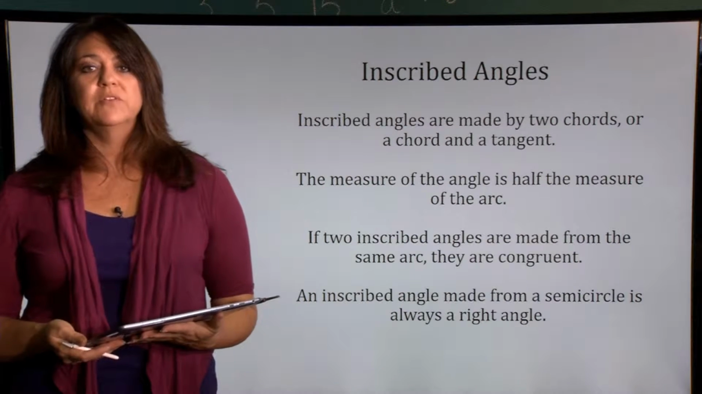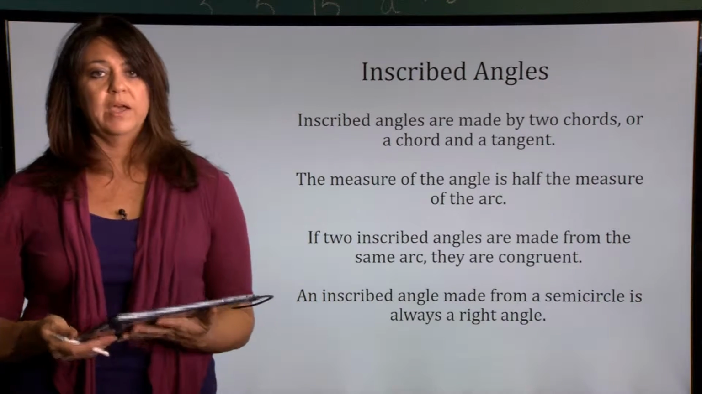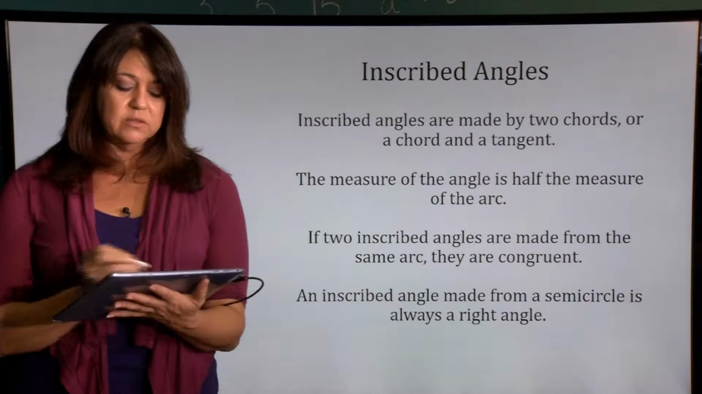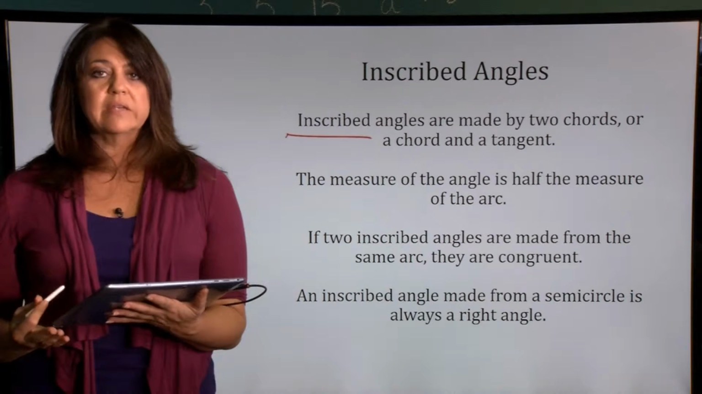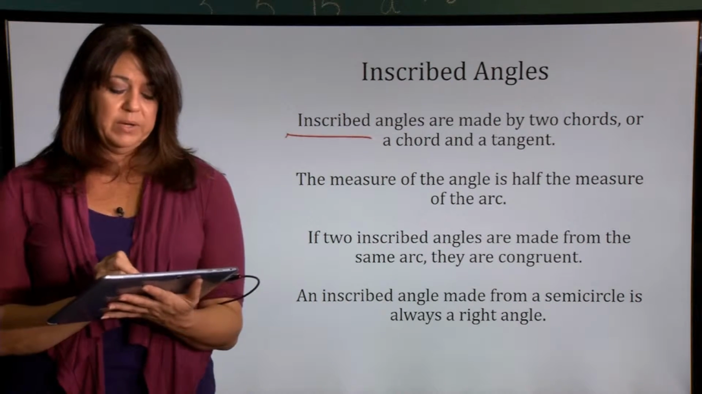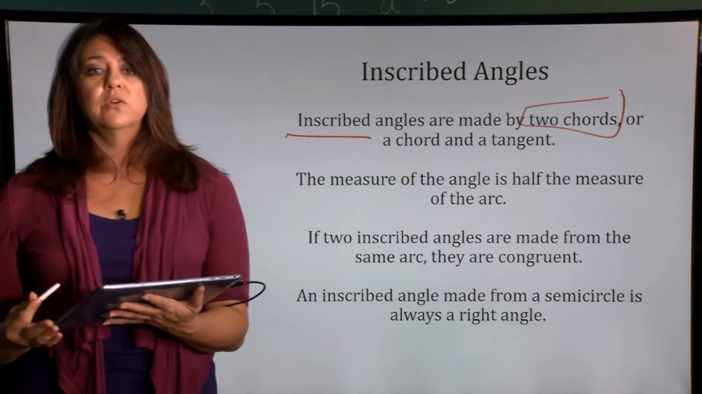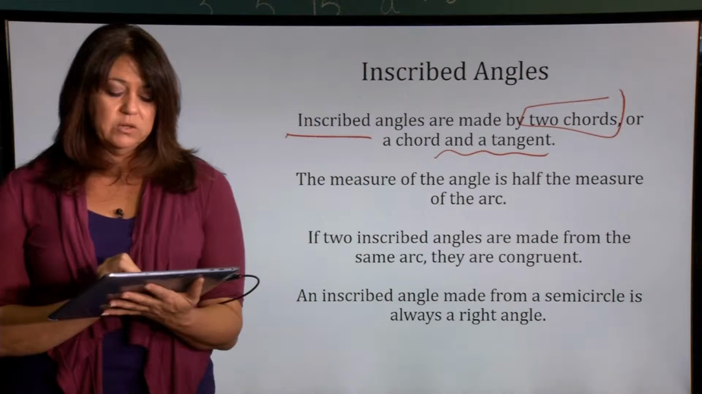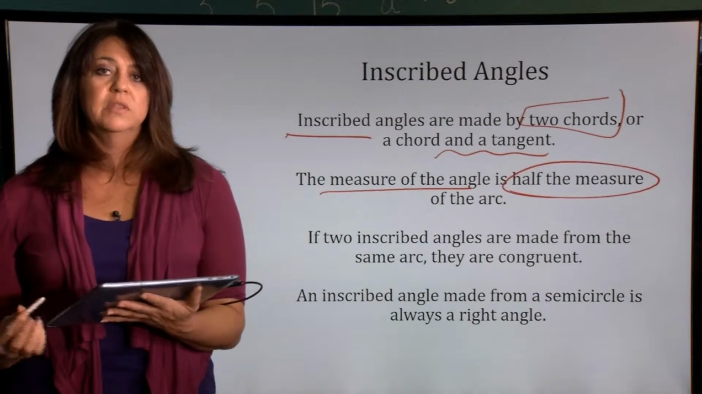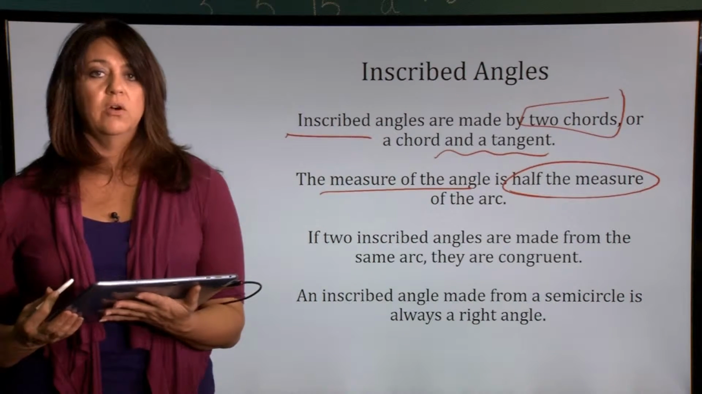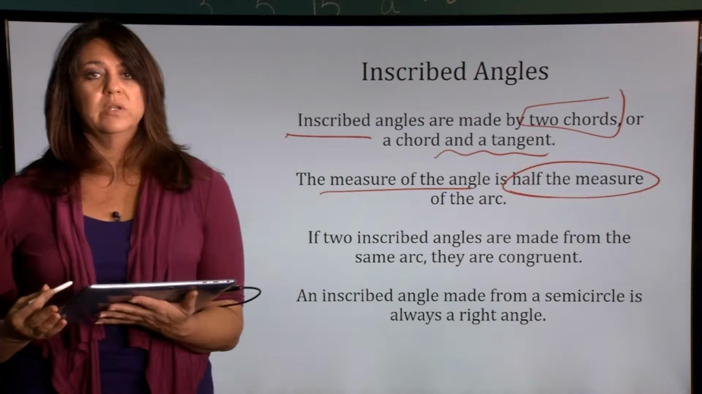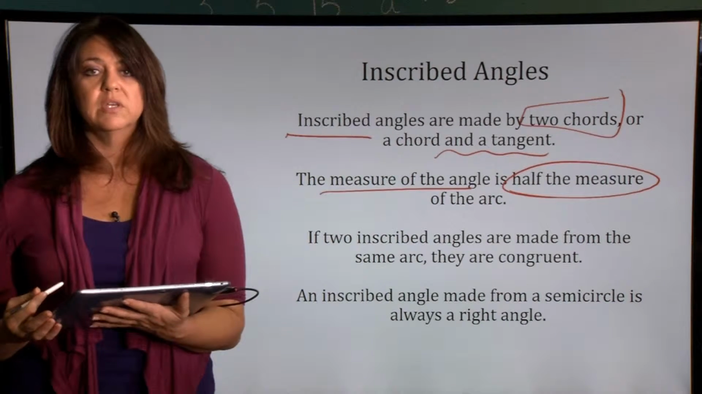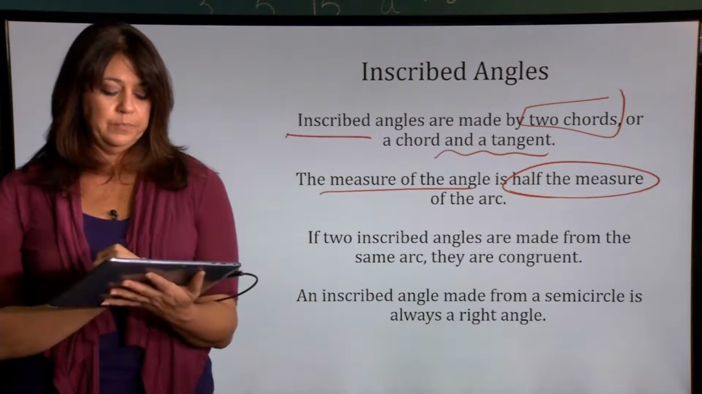Hello, the topic for this video is inscribed angles. Inscribed angles are inside of a circle. They're made by two chords, or they could be made by a chord and a tangent. The measure of the angle is half the measure of the outside arc. That's the most important thing to remember when you're working with inscribed angles.